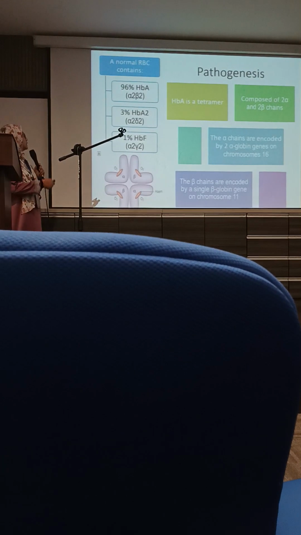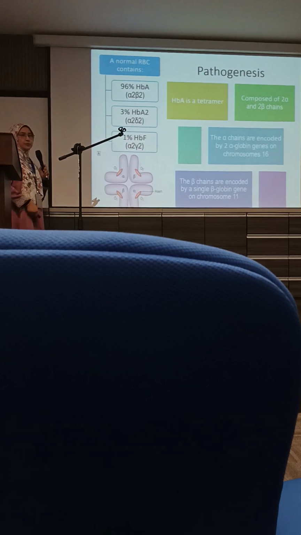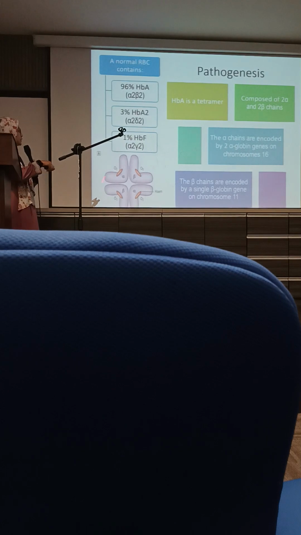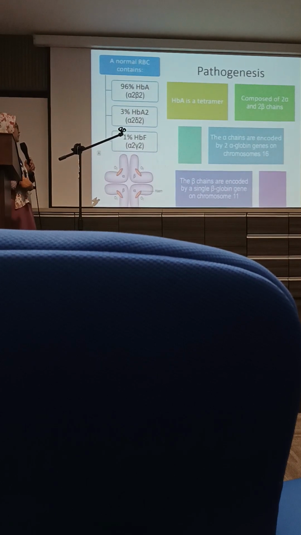The normal RBC, everyone knows. Mainly your hemoglobin is hemoglobin A, about 96%, which is alpha 2 beta 2. 3% is HbA2, alpha 2 delta 2, and 1% is hemoglobin F, alpha 2 gamma 2. So this is the hemoglobin structure. HbA is a tetramer, 2 alpha, 2 beta. Alpha chains are encoded by 2 alpha globin genes on chromosome 16, and beta chains are encoded by a single beta globin gene on chromosome 11. So 11 and 16.